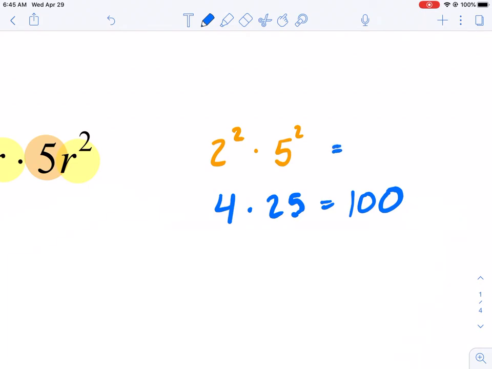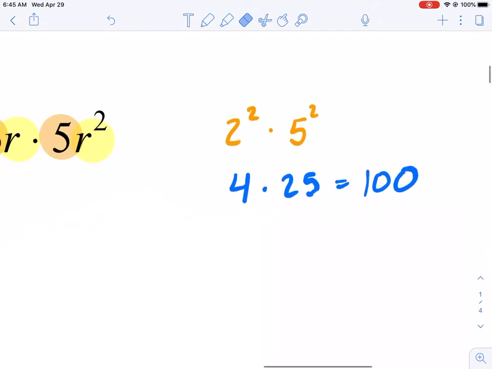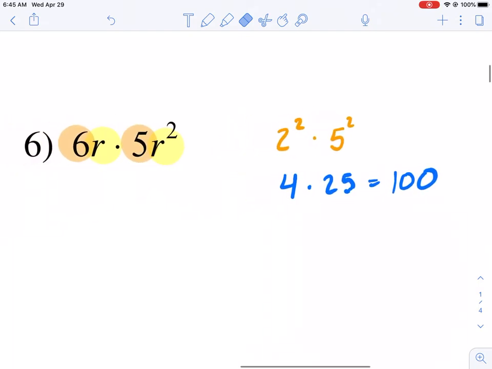Okay, but you can't do something like 2 times 5 is 10, and then 2 plus 2 is 4. You can't do something like that. Obviously, it's not 10 to the fourth power. That's not how it works. So don't do that. But you can expand it out and then multiply it for unlike bases.